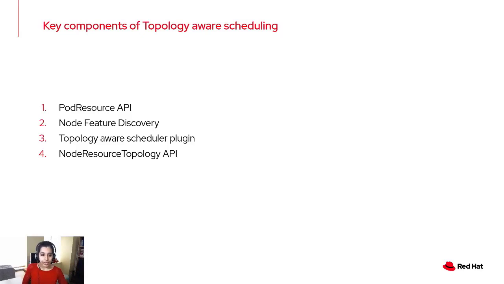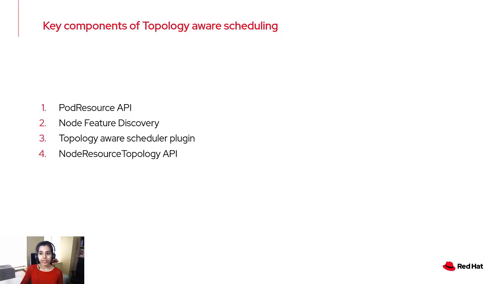Pod Resource API. Pod Resource API is a kubelet endpoint for pod resource assignment. Pod Resource API was enhanced to add support for CPUs and device topology, and an additional endpoint to enable watch support and obtain allocatable resource information.